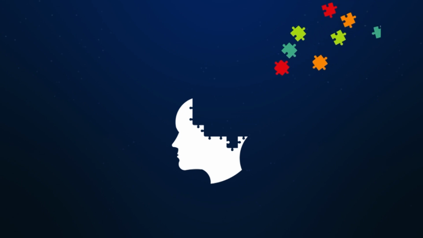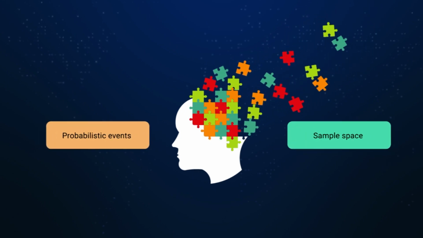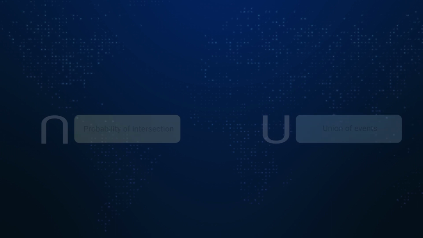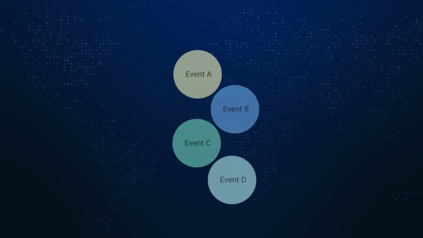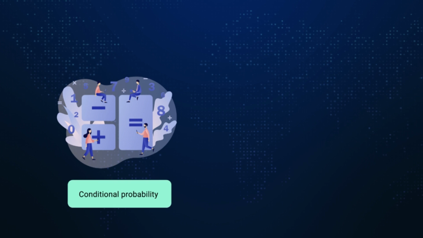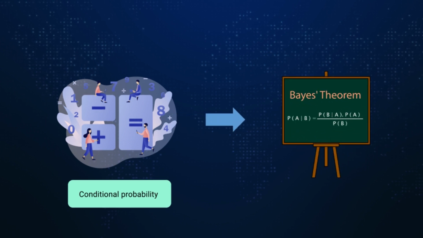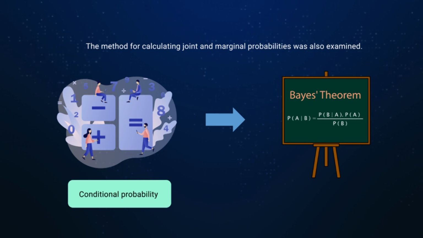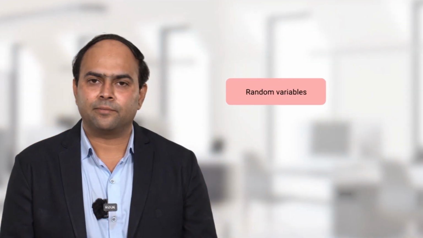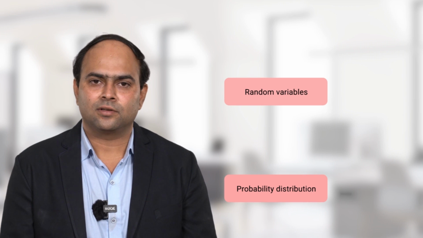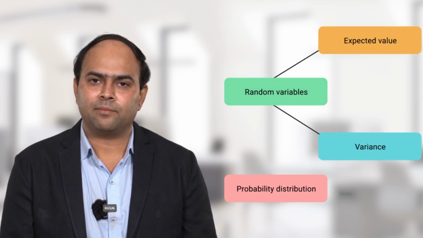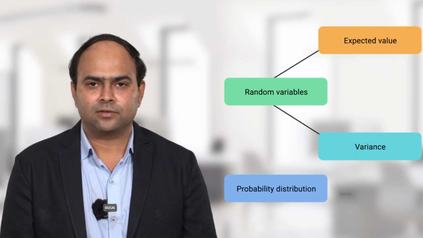In this lesson, we understood the concept of probabilistic events and sample space. We also examined the probabilities of intersection and union of events when two or more events are combined. We also discussed the computation of conditional probabilities with the help of Bayes' theorem. We examined the computation of joint and marginal probabilities. Next, we introduced random variables and probability distributions. We also computed the expectations and variance of a random variable with a given probability distribution.